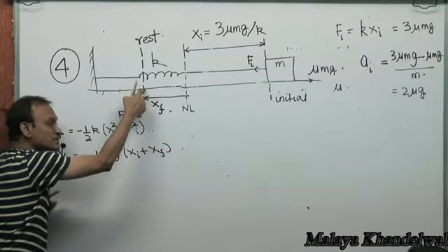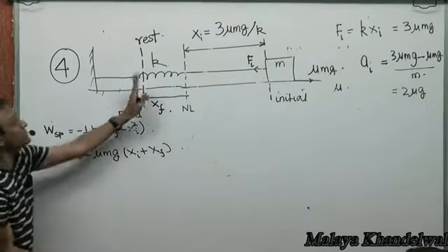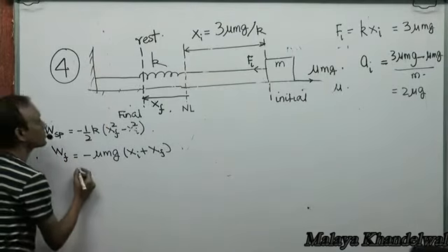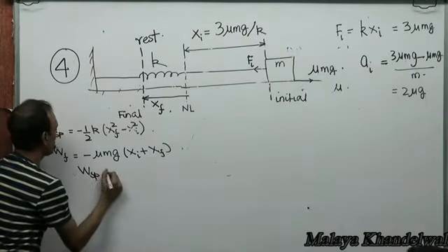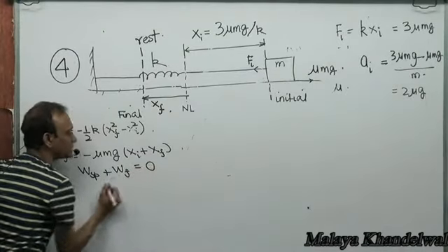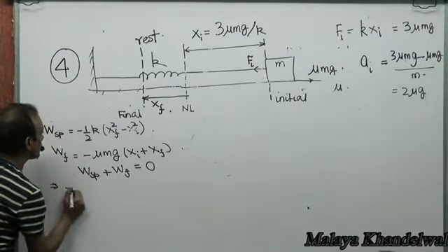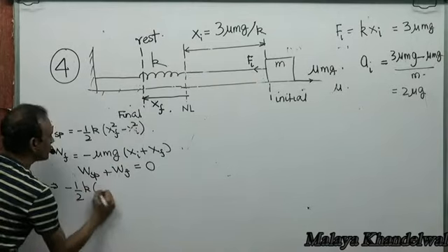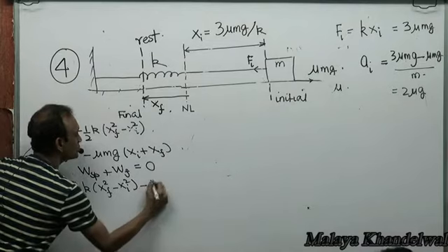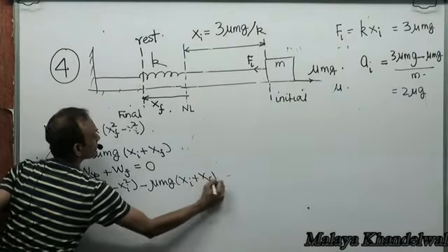Why is this a rest position? Because this is a state of maximum compression. If it had residual velocity, even in this state, it would compress further. Not the case, right? So, work done by spring force plus work done by frictional force up to the point of maximum compression would be the change in kinetic energy, which is 0. Right? So we have minus half k (xf squared minus xi squared) minus mu mg into (xi plus xf). That must be 0.